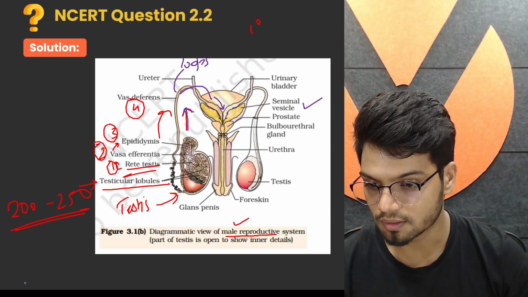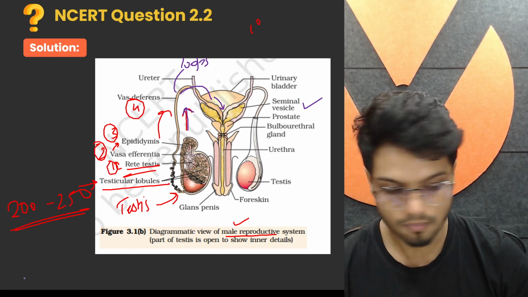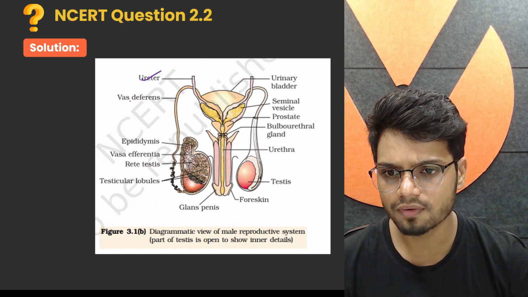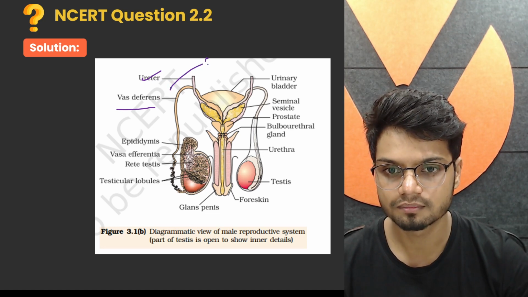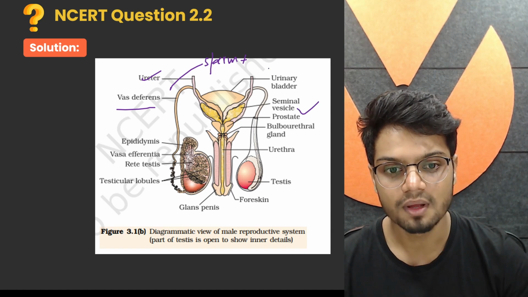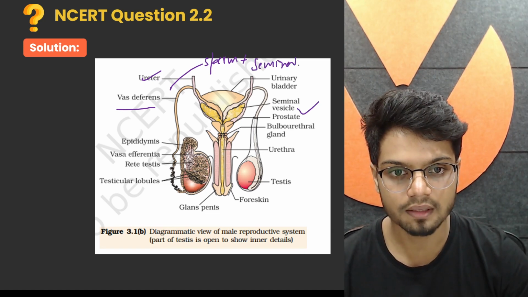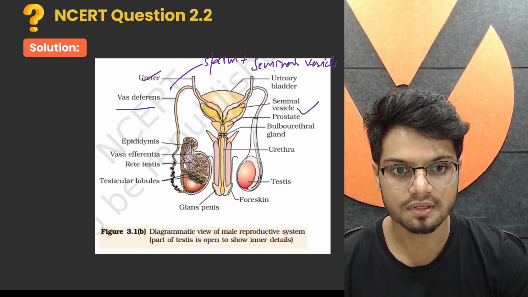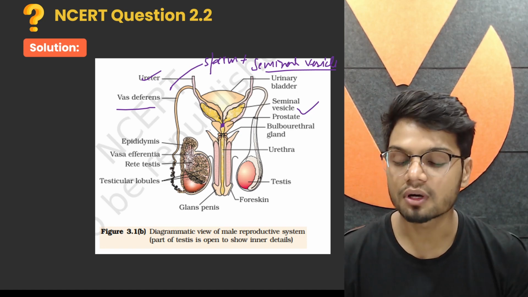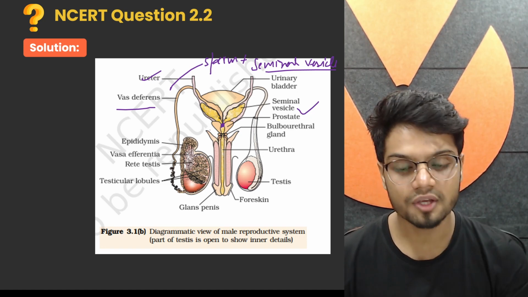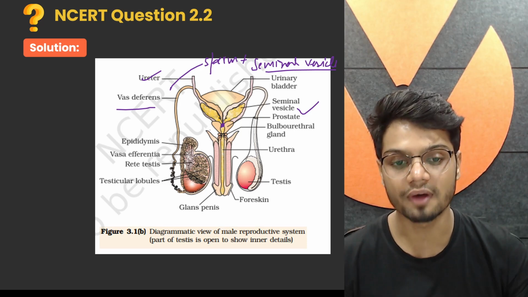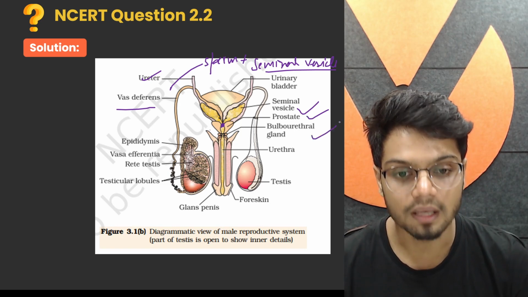Let me quickly clear the table so that we can write more. So here the vas deferens is carrying sperm, and now we have the secretions from the seminal vesicle. Now all the way they reach here. This is nothing but your ejaculatory duct. It is not labeled in NCERT, but please learn that this location is the ejaculatory duct, where it obtains secretions from the prostate as well as the bulbourethral gland.